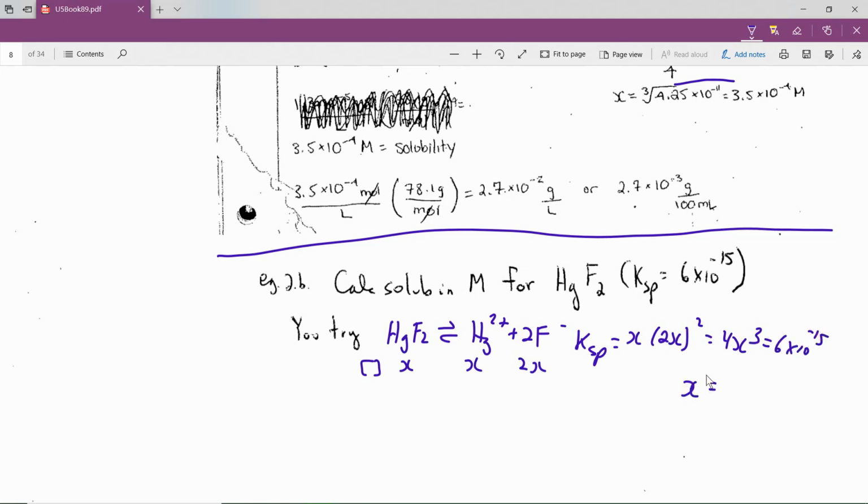So then X is, I take 6 by 10 to the minus 15 divided by 4, and then I raise it to the 0.3333 power, right? It's the same as taking the cube root. 1.14 by 10 to the minus 5. So that's the solubility of HgF2.